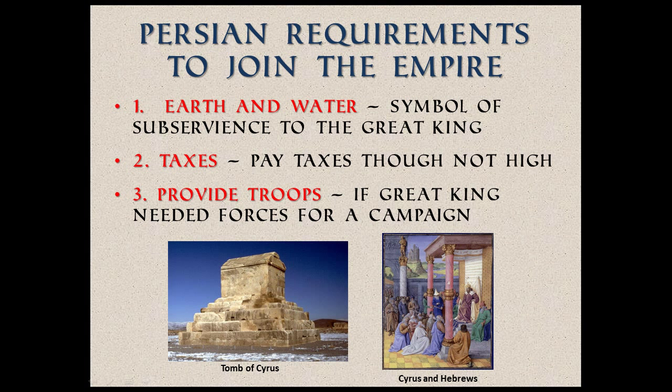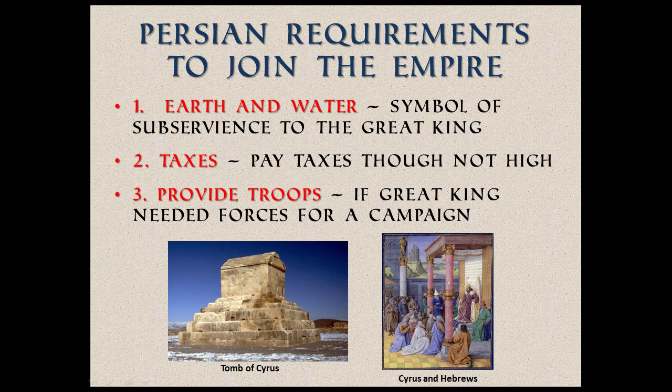Okay, so let's transition here for a little bit and talk about the Persian requirements to join the empire. The first thing you had to give was a symbol of earth and water to the great king, and that was a symbol of your absolute obedience to the king's will. So if you wanted to do business with the Persians, you had to do that first. Now, if you didn't do that, the Persians might simply go away, or they might decide to attack.